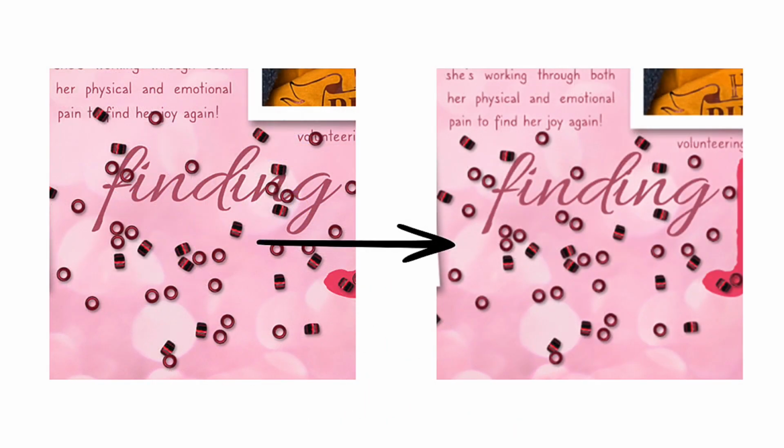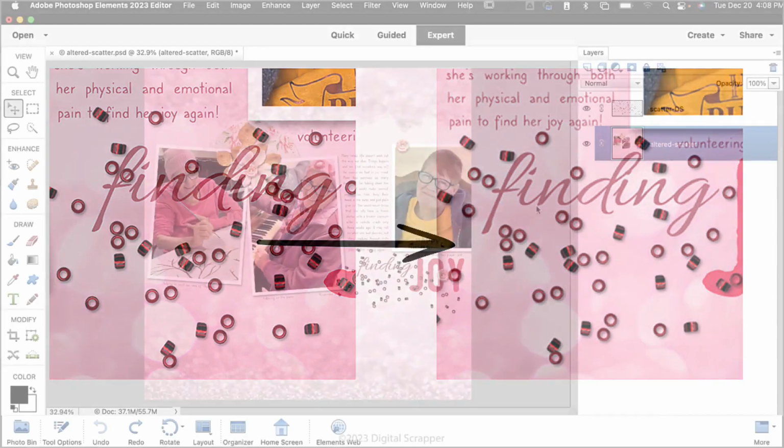In this tutorial, we will be altering this scatter using the lasso tool to reposition the pieces and move them out of the way of important elements on a scrapbook page. Let me show you how to do that.